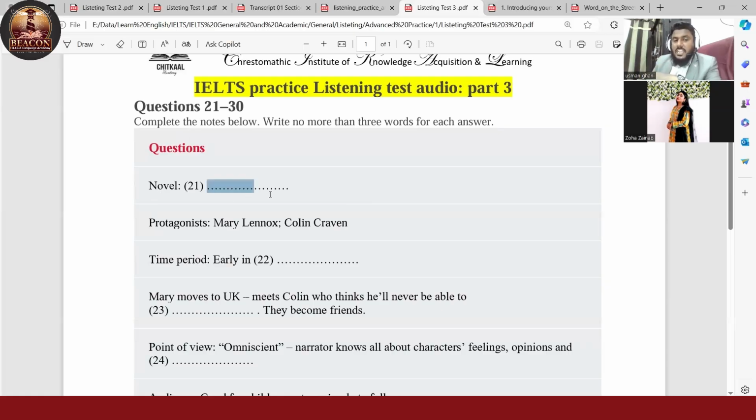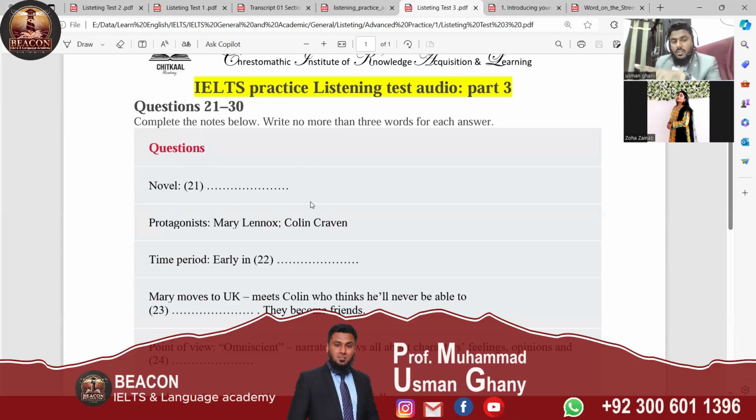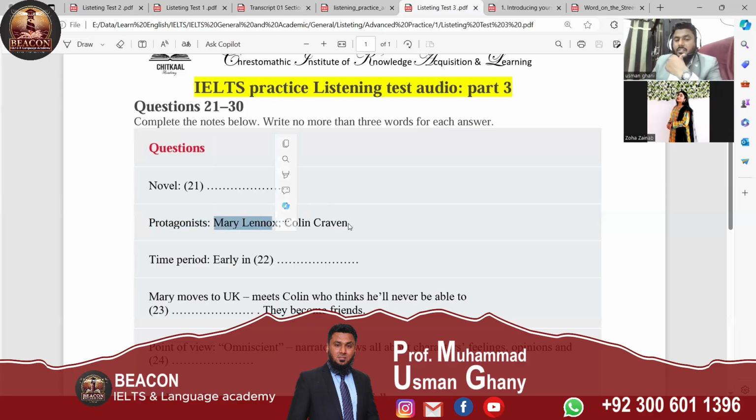So you would write the name of the novel. What is the name of the novel here? This is a colon, actually. The colon stands for, when you say is equal to, it is almost the same thing. For example, if I write professor and put a colon right against the professor, it means that I have to give the name of the professor. Okay? And the second, protagonist, means the heroes. She is Mary Lennox and Colin Craven. So these are 2 characters in that novel. Clear?